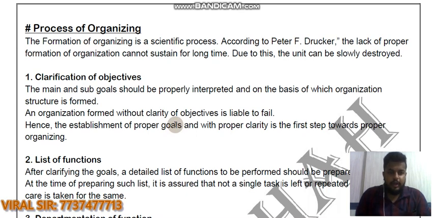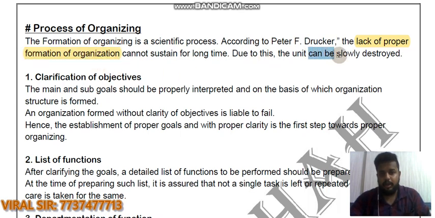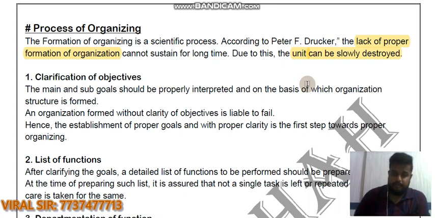The formation of organizing is a scientific process. According to Peter F. Drucker, the lack of proper formation of organization cannot sustain for a long time. Due to this, the unit can slowly be destroyed. So we need a proper formation of organization structure.